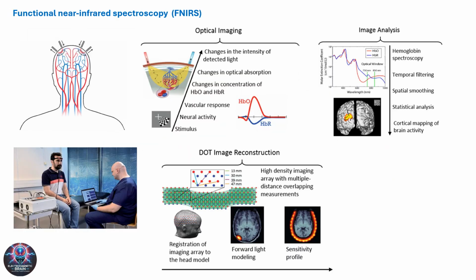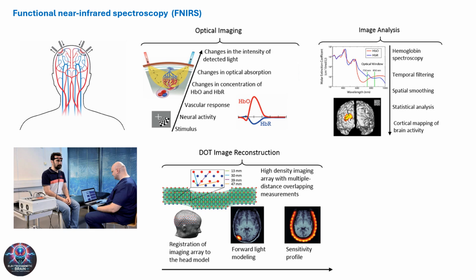In this slide, we are exploring functional near-infrared spectroscopy, or fNIRS, which is a non-invasive optical technique used to measure brain activity. The first image illustrates how infrared light is used to detect changes in blood oxygenation levels in the brain. When neurons become active, they require more oxygen, increasing blood flow to the active regions, which can be detected by fNIRS. The technique works by shining near-infrared light through the skull, and the changes in light absorption caused by the varying levels of oxygenated hemoglobin, HbO, and deoxygenated hemoglobin, HbR, are recorded.